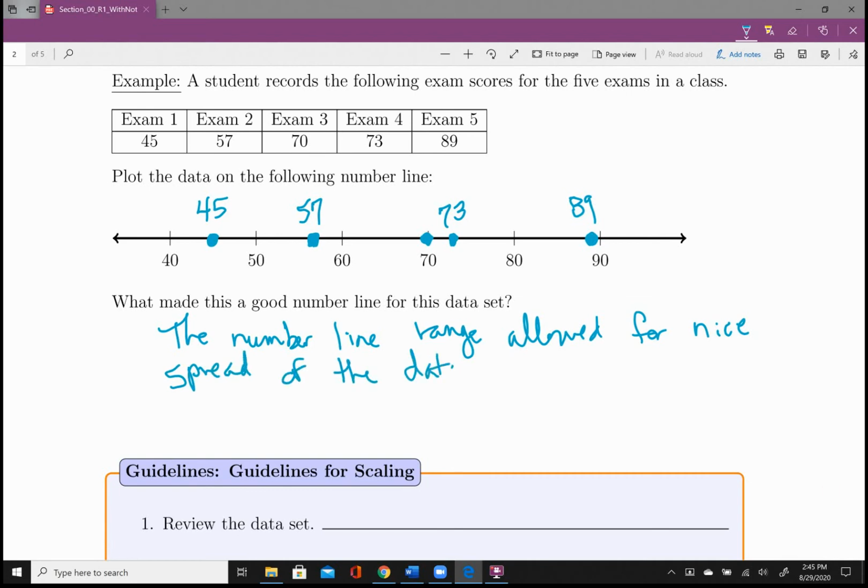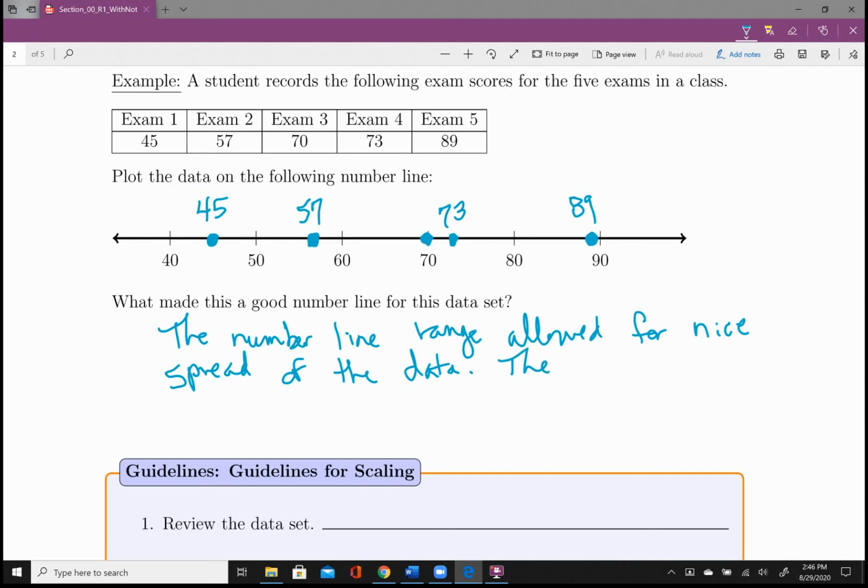Anything else good about this number line? I'll notice that the tick marks are equidistant physically, right? They all look like they're about an inch apart or something like that, depending on the size of your screen. And all of the differences between the tick mark values are the same. They all have a difference of 10, right? 40 to 50, difference of 10, 50 to 60, difference of 10, and so on and so forth.